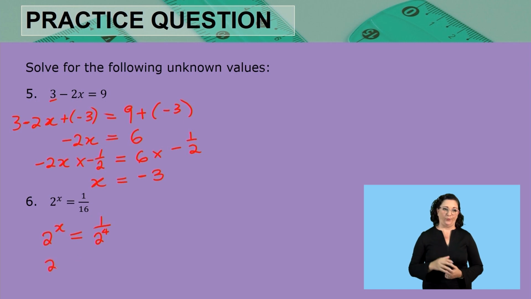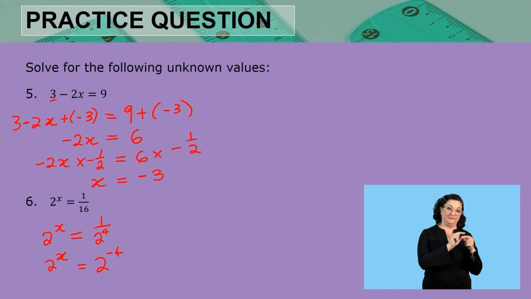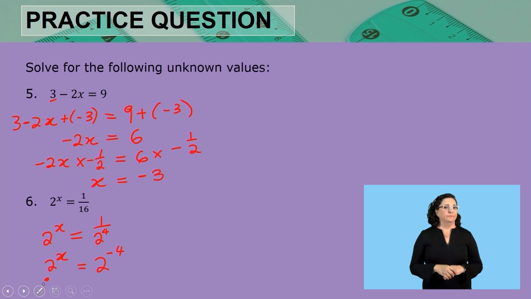Now, using our exponent laws, remember, we want them to be the same base. So if I'm going to make them the same base, I'm going to move this denominator to become a numerator. But remember now, the exponent sign must change. The exponent was a positive 4, it is now a negative 4. But now the bases are the same, which is what we wanted. The powers are equal and the bases are the same. So this means that our x is equal to negative 4, just like that.